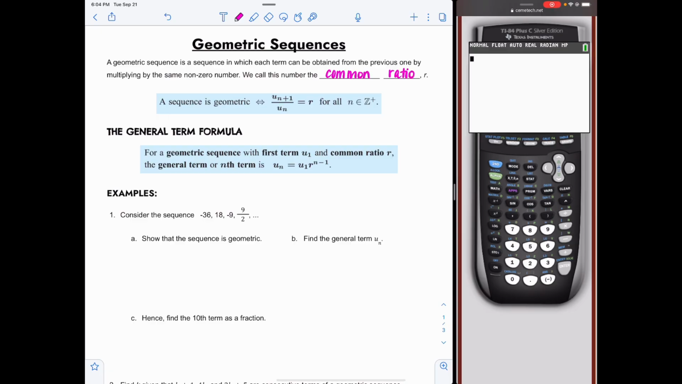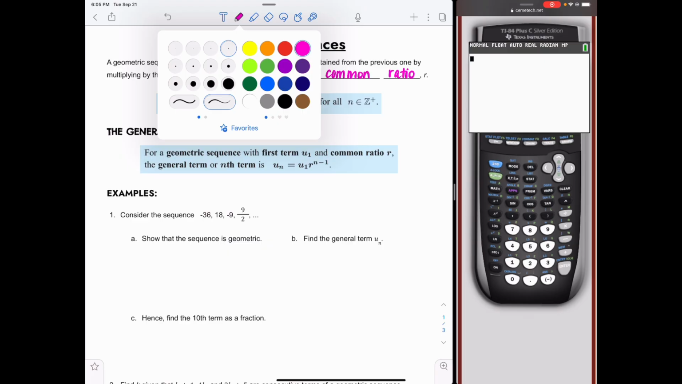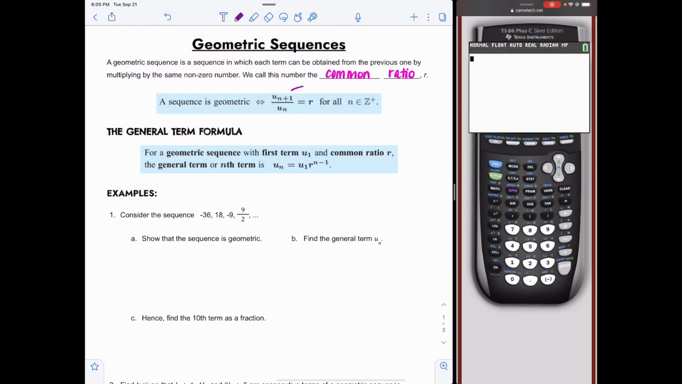In order to tell if a sequence is geometric or not, you have to identify the common ratio. The common ratio can be found by taking u sub n plus 1, which is your next term, and dividing it by your previous or current term. So all you have to do is next divided by previous, and you should get your common ratio, and it should be the same no matter what two consecutive numbers you are talking about.